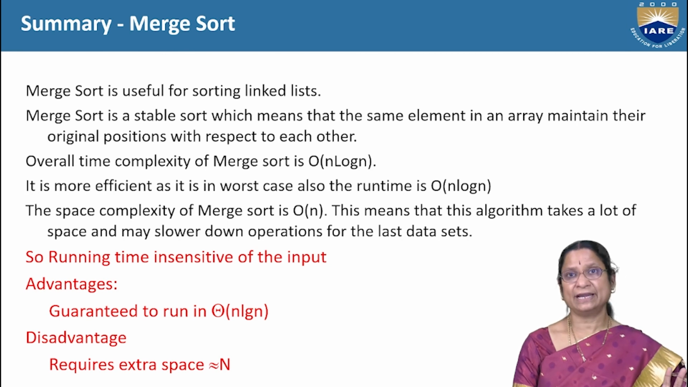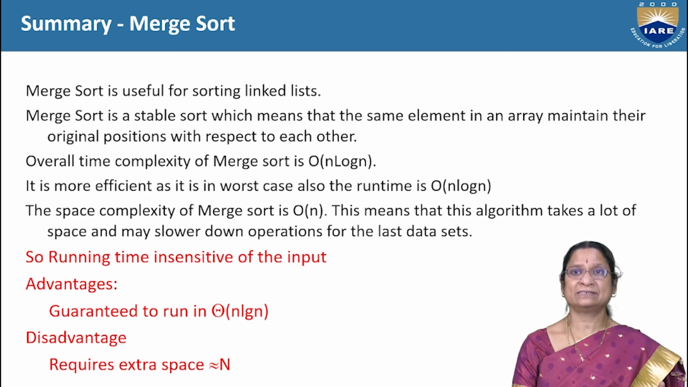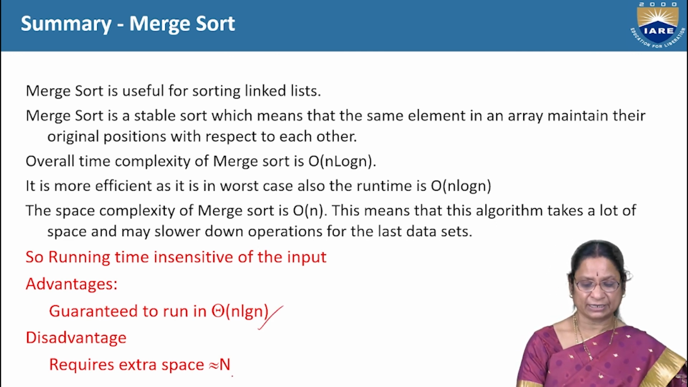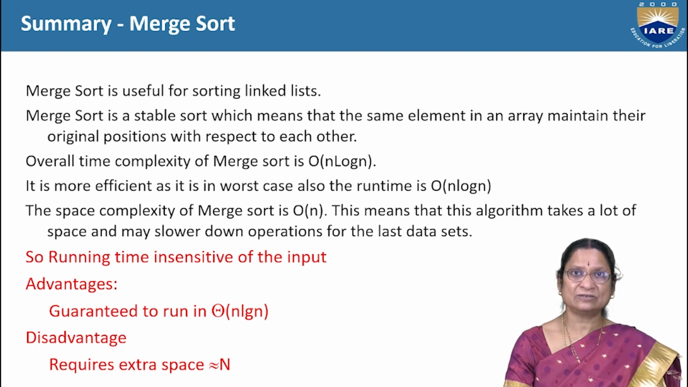But the main advantage is it always guarantees the time complexity is order of n log n, or theta of n log n. The disadvantage is it requires more space. These two are the more important characteristics of merge sort. It guarantees a runtime complexity of always order of n log n, irrespective of the order of the input data you are providing. And the disadvantage is additional space is required for merge sort, for the merging process.